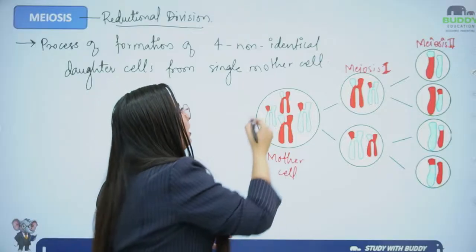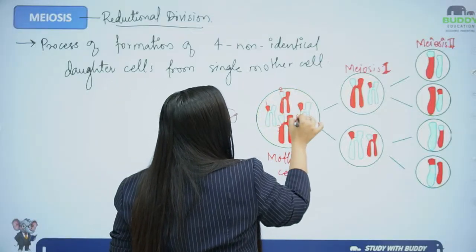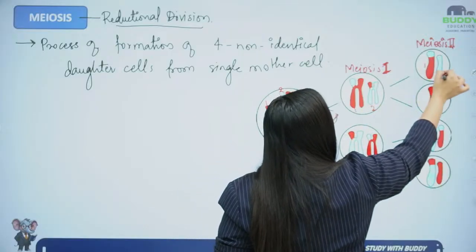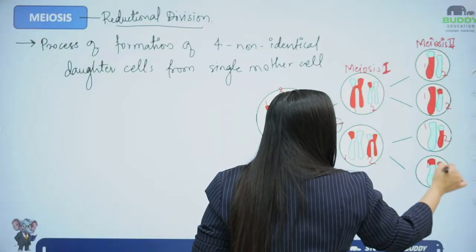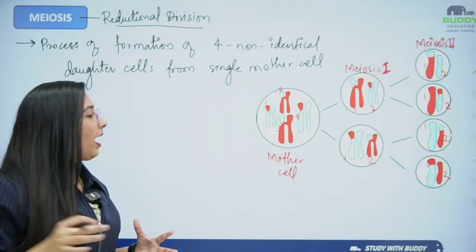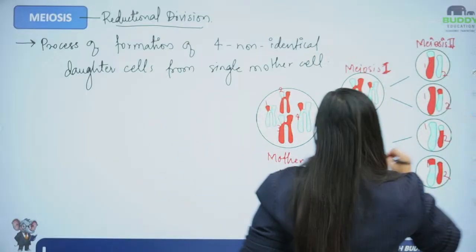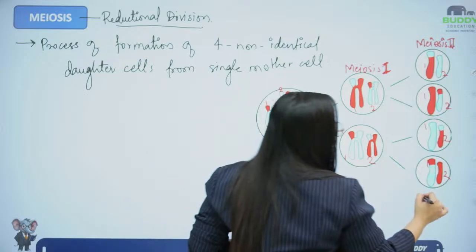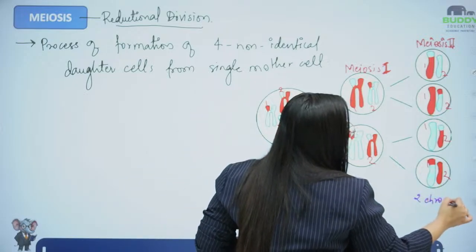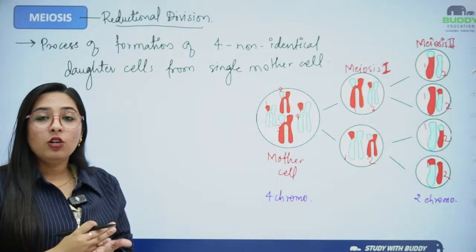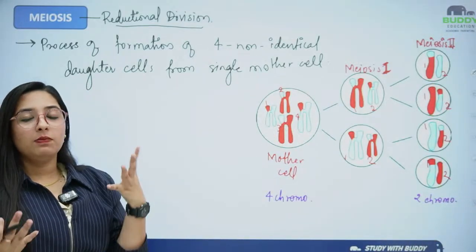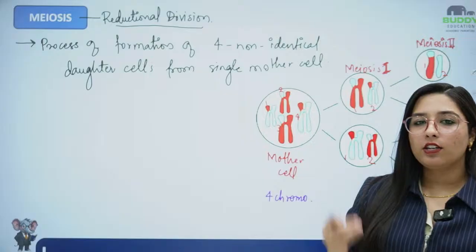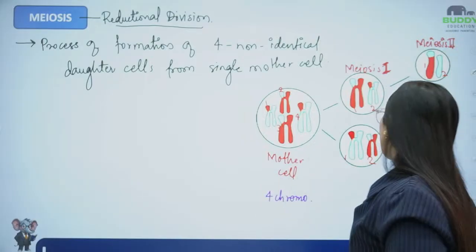As you can see, here we have 1, 2, 3 and 4 chromosomes in the mother cell. Here we have 1 and 2 chromosomes, here also 1 and 2, and so on in each daughter cell. So when I have 4 chromosomes in my mother cell, I have only 2 chromosomes in the daughter cell. It has been reduced from 4 to 2. That is the reason meiosis is also known as reductional division.